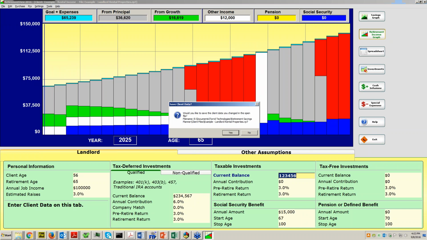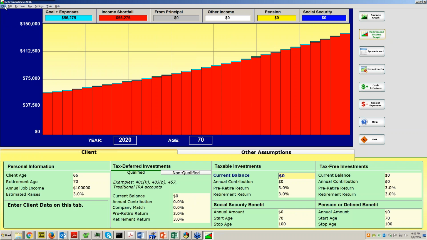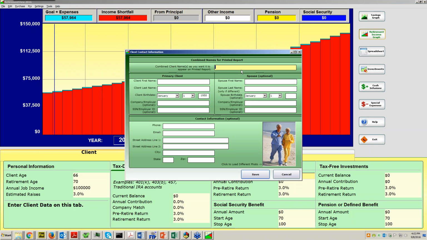So what I'm going to do is close this file and create a new file, because I had somebody send in a case, and I'm going to call him Steve. So we're going to create a whole new case, and we're going to go through it from scratch. Sample case for Steve.